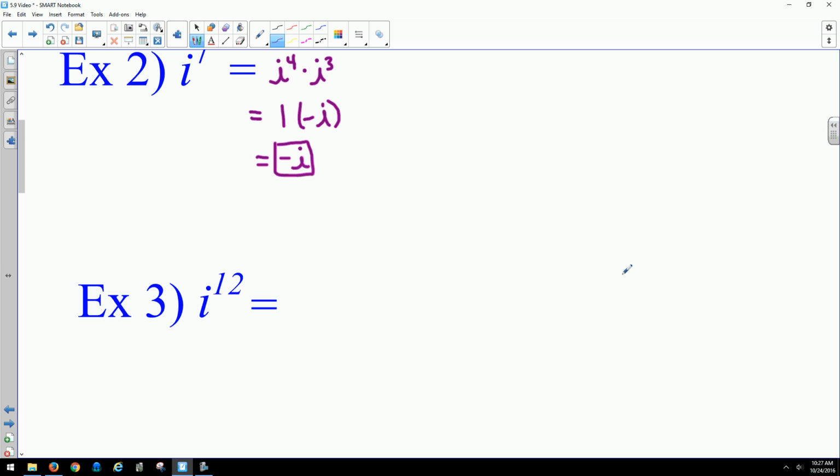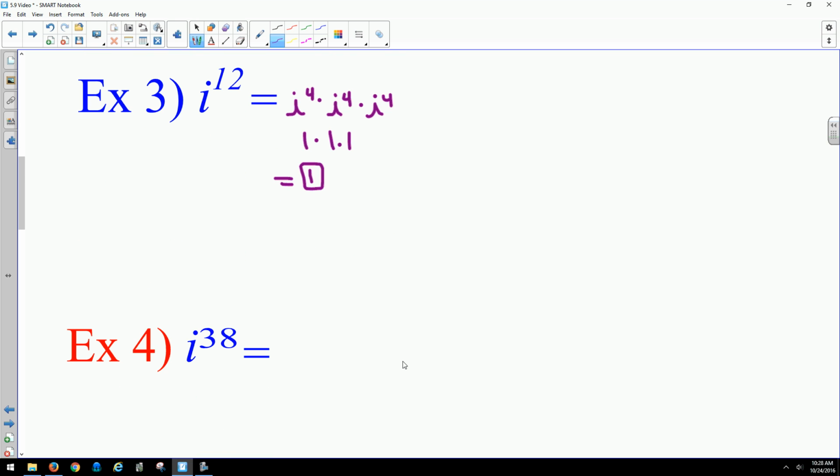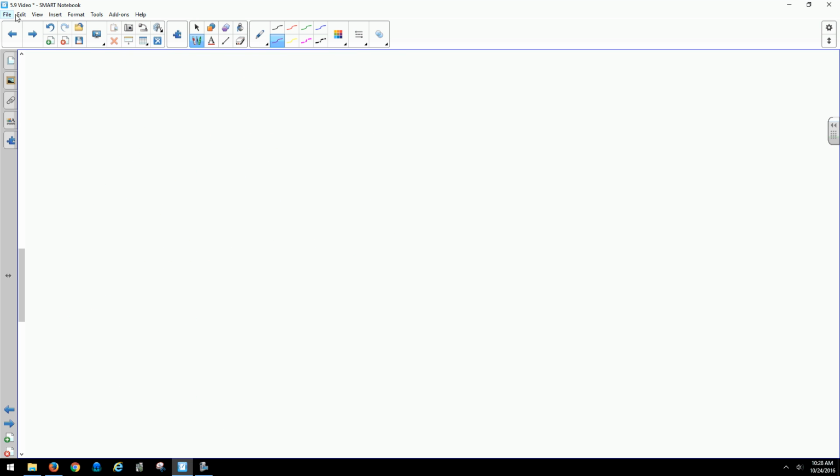i to the 12th, we can do the same way. I would write this as i to the 4th times i to the 4th times i to the 4th. And we already know what i to the 4th is. It's 1. So this is 1 times 1 times 1, which is 1. I may or may not show you the shortcut here in class. I gotta think about that. Try this one. Good luck.